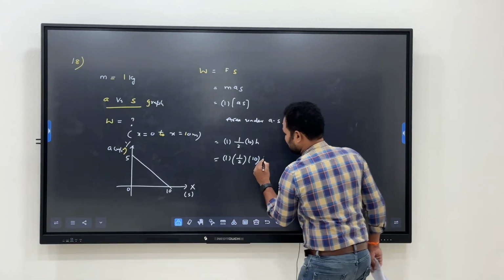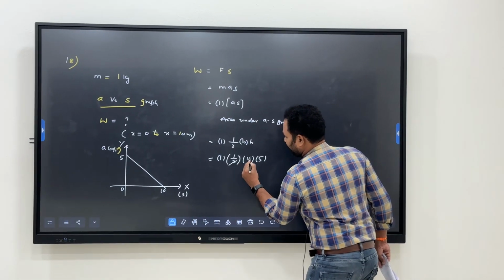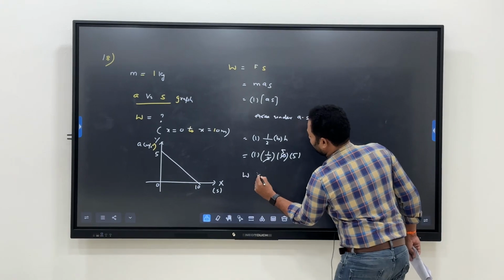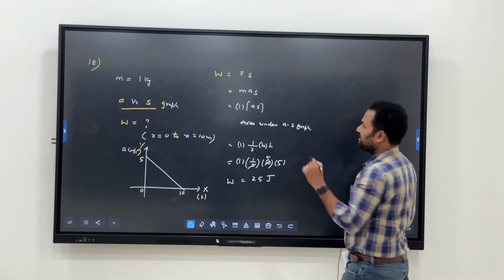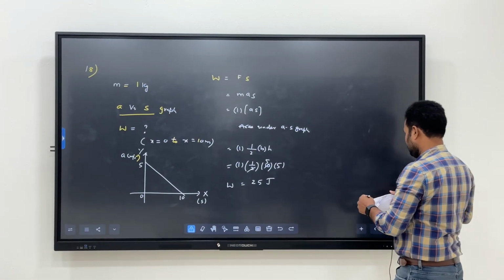Height is 5. So now here 5. So work done W is equal to 25 joule.